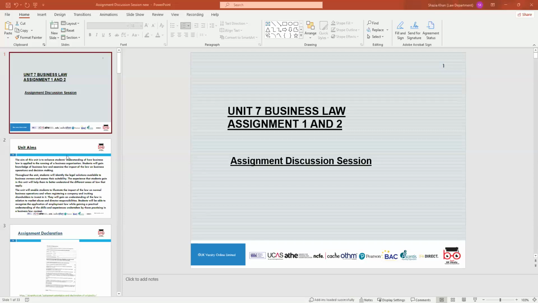Today's session is the final session for the Business Law Unit, and we've looked at the element of learning outcome 1, 2, 3, and 4. And we're going to now look at the assignment discussion, which is the final session.